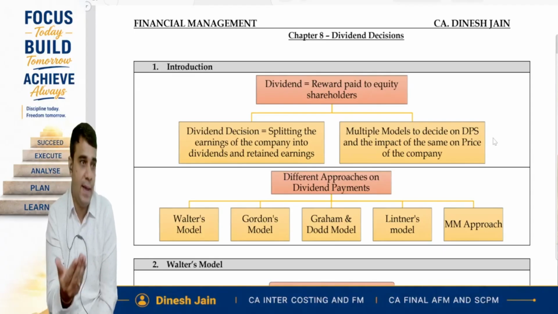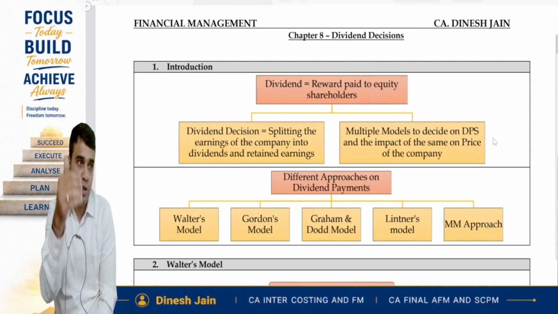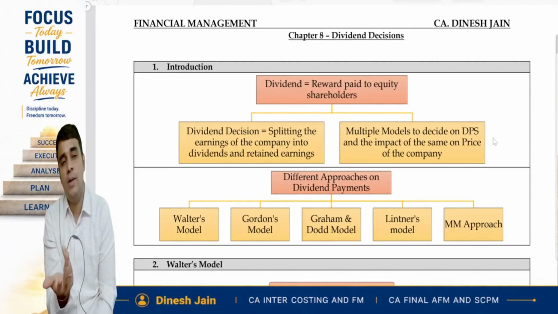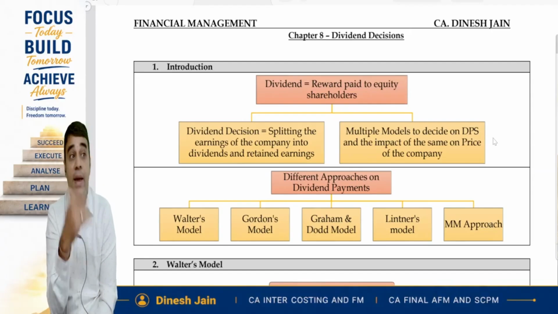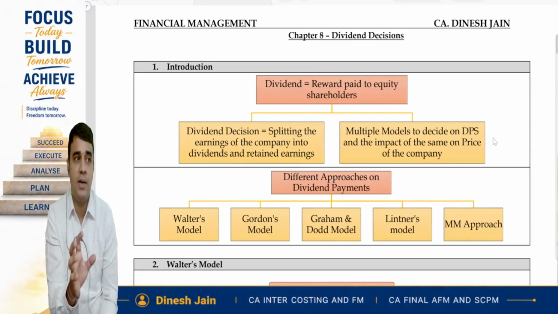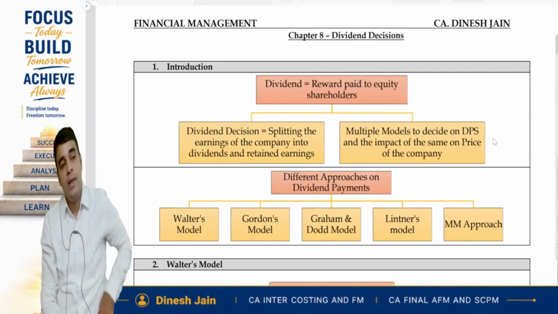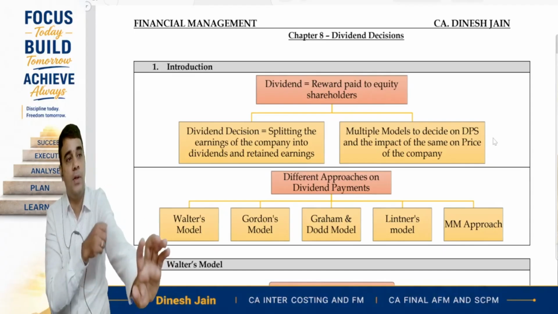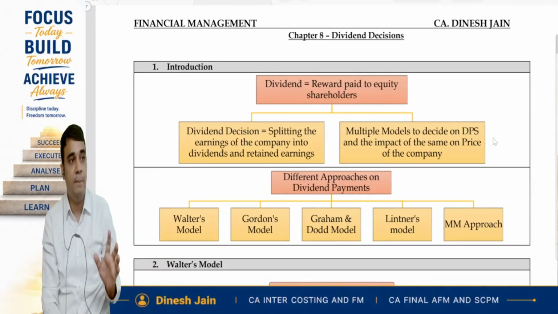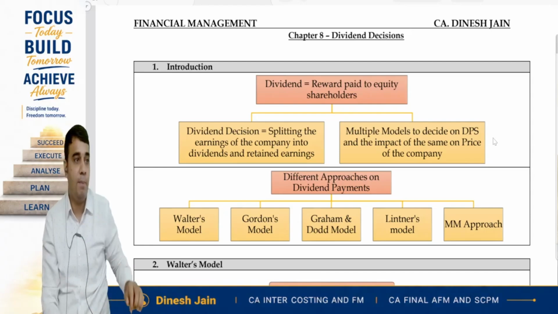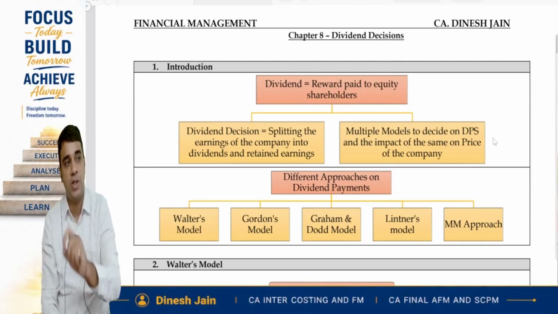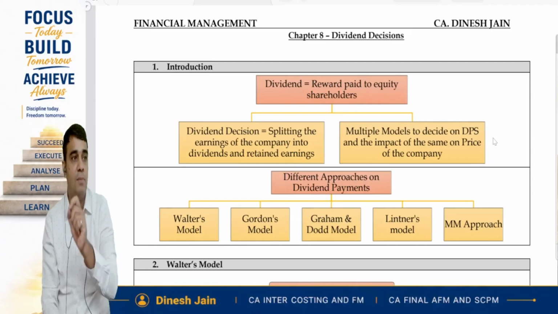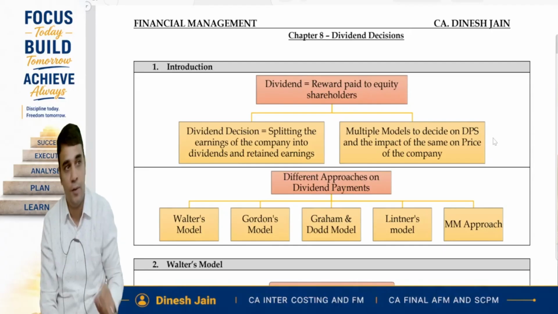Some models will say pay more dividend, you may have a higher value. Some models may say pay lower dividend, you may have a higher value. So the end objective of this chapter is very simple: to evaluate the impact of the dividends paid ultimately on the market price per share of the company, and market price into number of equity shares is called the market value of equity of the company.